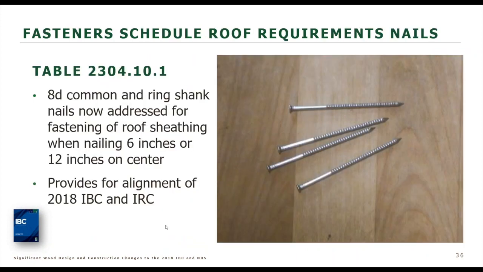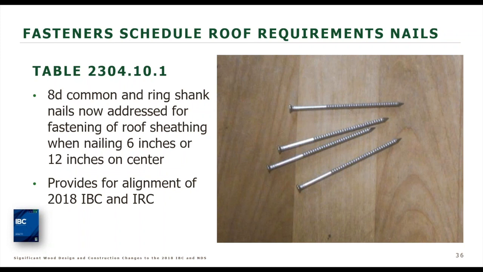We've also updated our tables. This has to do with the demand on the buildings to meet high wind demands, and the introduction of 8 penny and roof sheathing ring shank nails. And these tables are in Chapter 23. There is a nailing schedule, or fastener schedule.